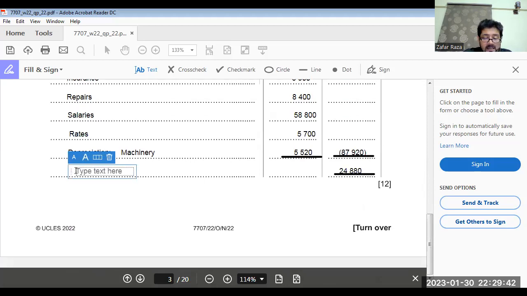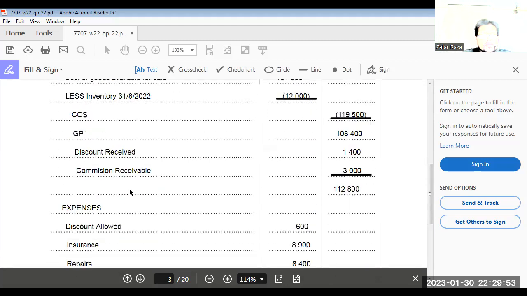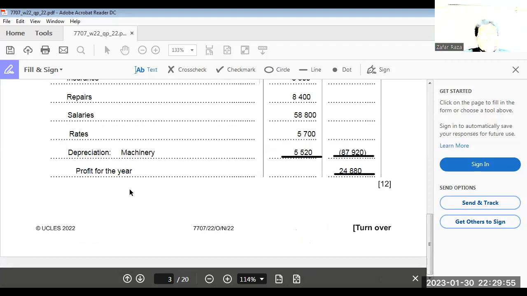Getting my point clear? This is done, and we have won 12 marks, mashallah. So now move to the next part of the question.